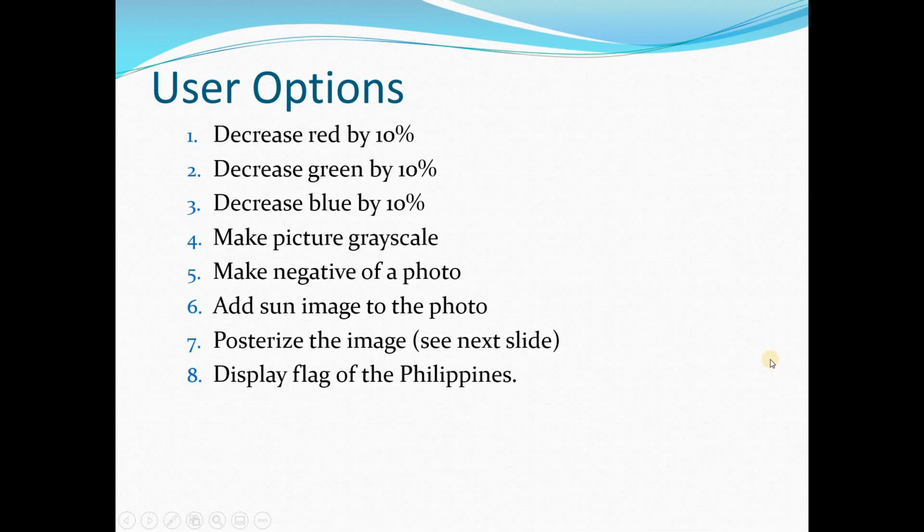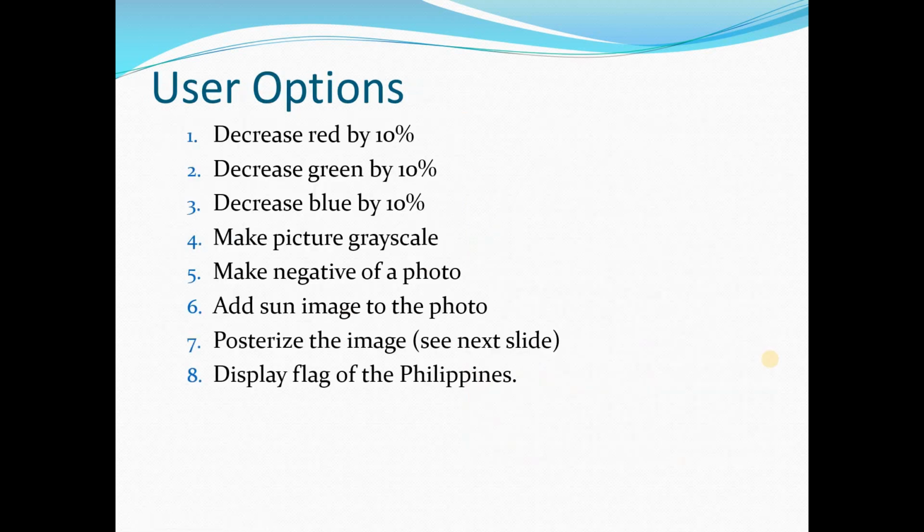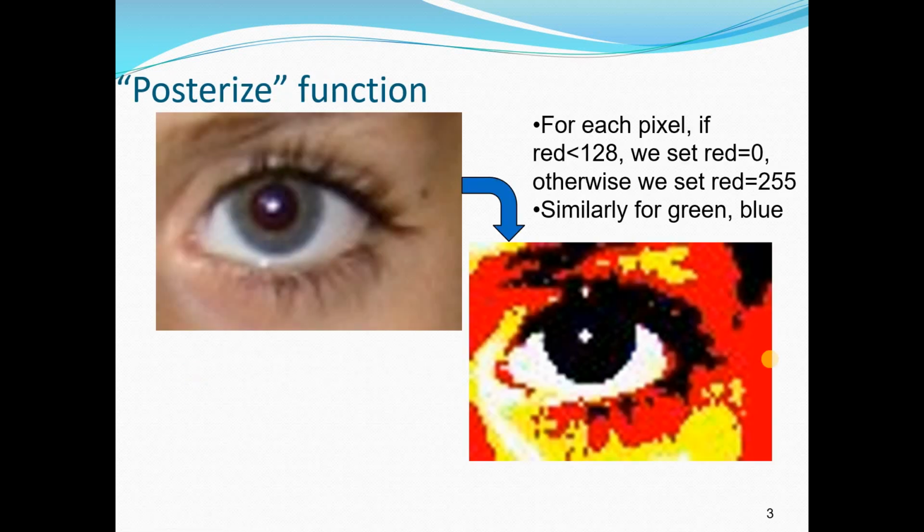Another option is number 7. For that option you have to go next. It is to posterize the image. Now what is posterize? Posterize means that if the image is like this, a normal human face, make it like this, red and yellow. How is it done? It is done by this trick.